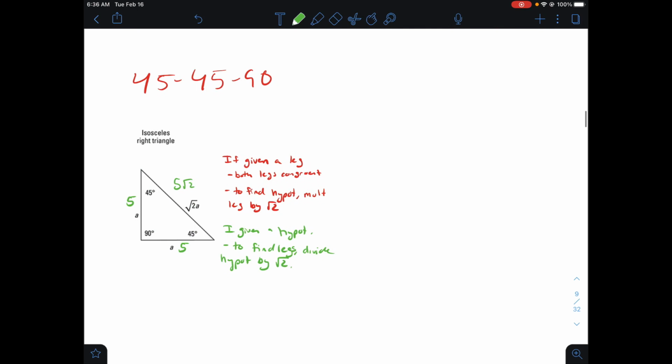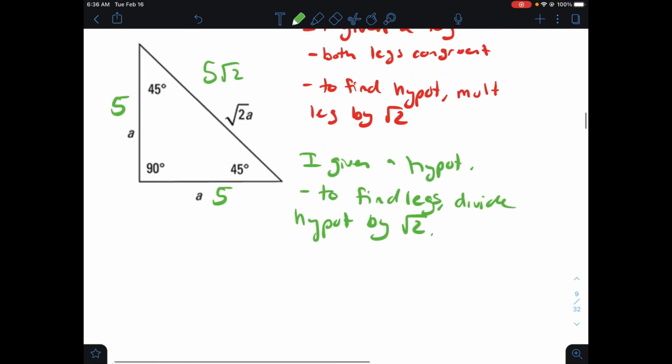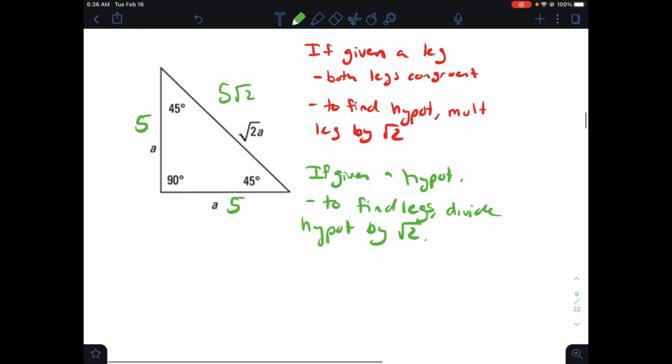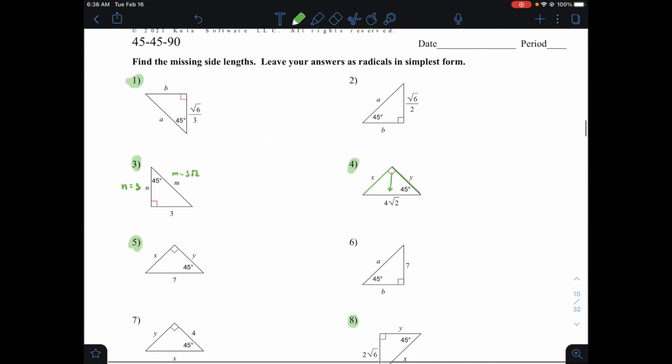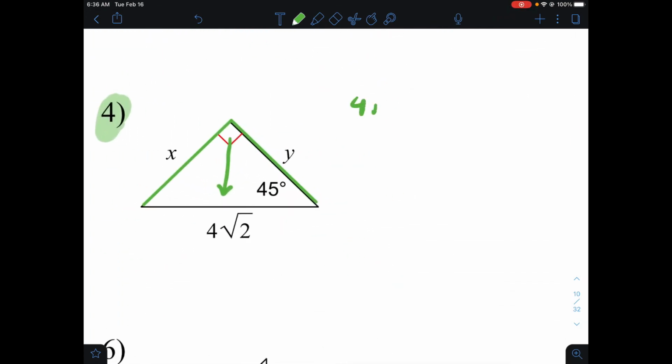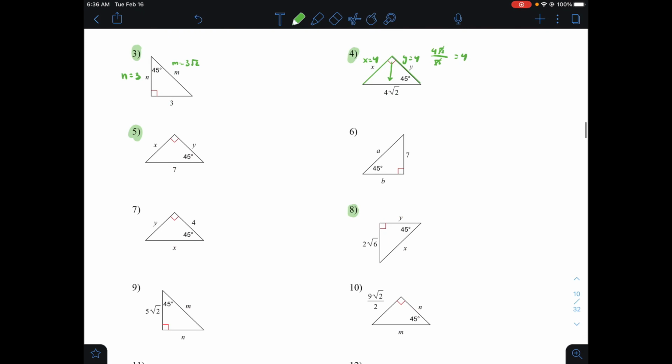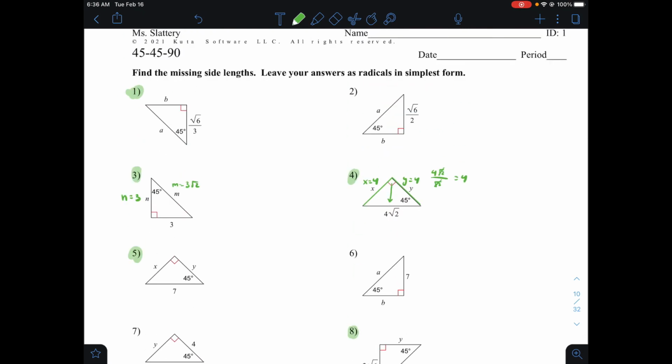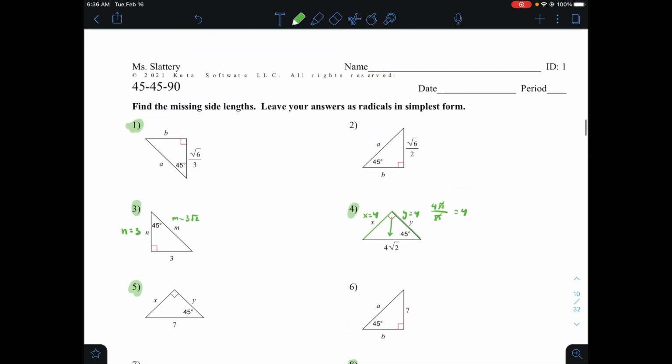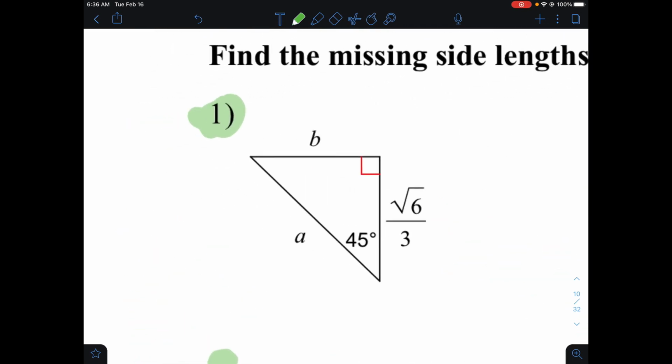So it says, it should say if, not I. If given a hypotenuse, to find the legs, you divide the hypotenuse by root 2. So let's go ahead and do that. 4 root 2 divided by root 2 gives us 4. And that's our legs. So y equals 4 and x equals 4. All right, very nice. Let's do number 1 next.